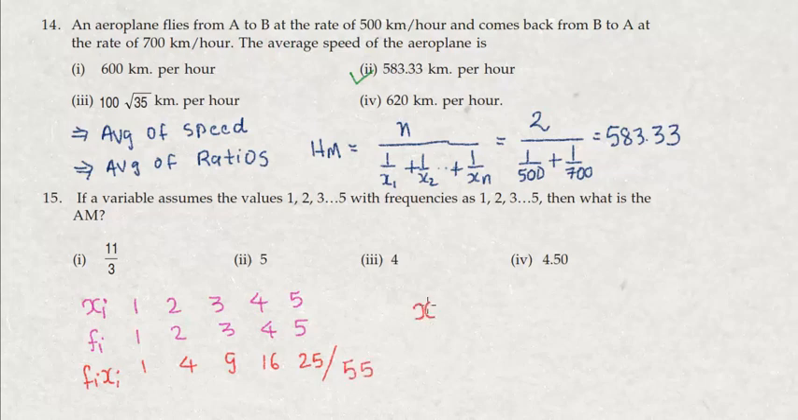Now we can find the mean by putting in the formula. X bar is equal to sigma fi xi upon n. So here it is 55 divided by n, and n is going to be 15 in this case, the total of the frequency. So it is 55 divided by 15. We can cut it like 11 5s are 55 and 3 5s are 15. So our answer in this case is 11 by 3, which is option 1 here.